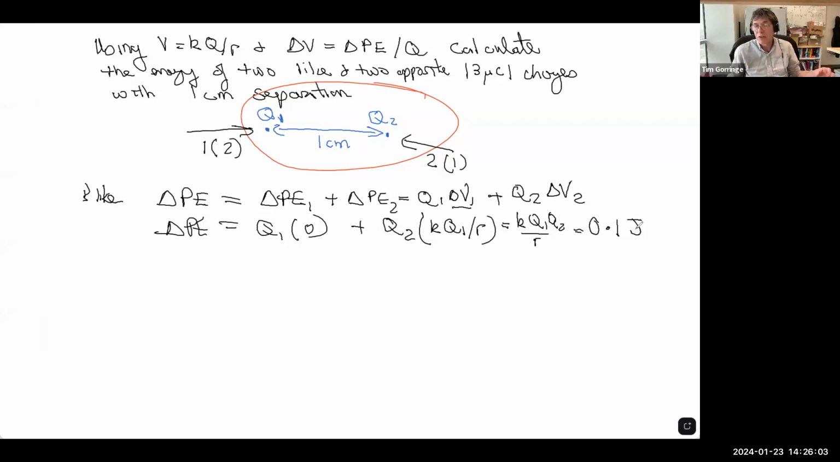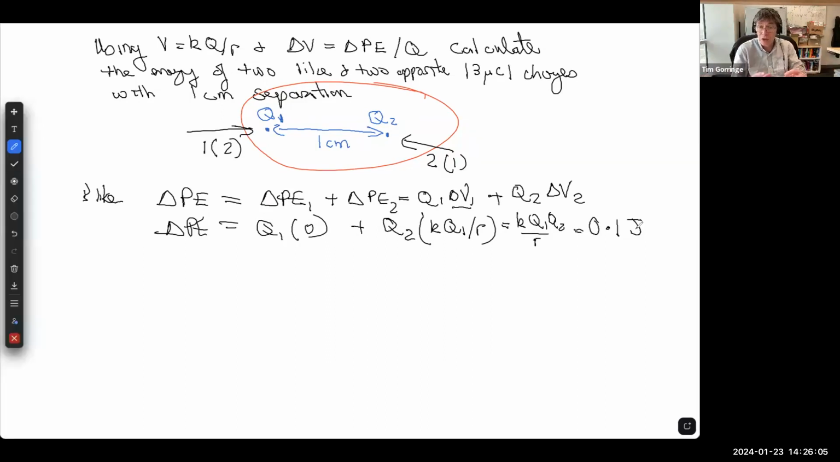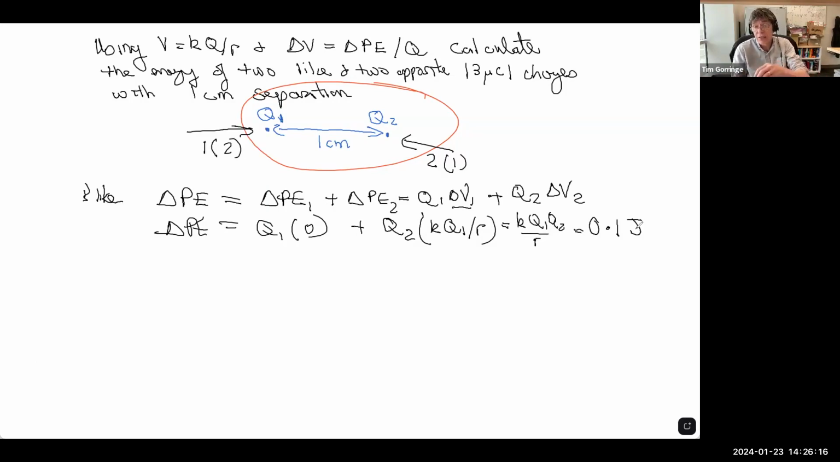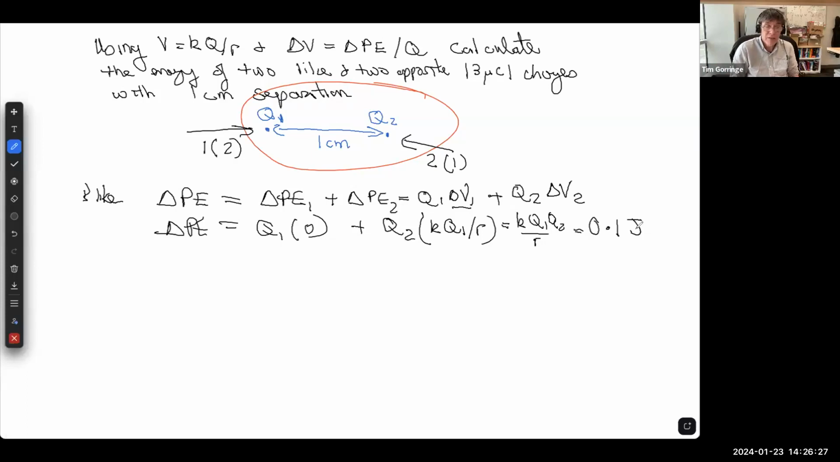Note, it is positive. We had to do work. We had to transfer energy to assemble that arrangement of two like charges. It is storing positive electrical energy. If I was to release those two like charges, then that 0.1 joules of electrical potential energy would turn into kinetic energy of the two charges flying apart from one another. So that's the case of the like charges. What about unlike charges?